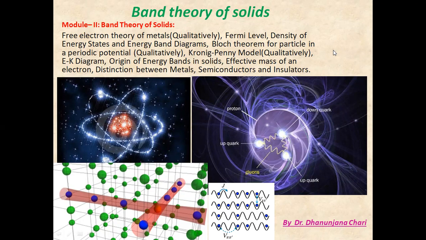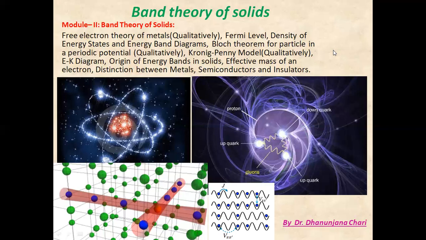Next, Bloch's theorem for a particle in periodic potential, the Kronig-Penney model, the E-K diagram, the origin of energy bands in solids, effective mass of an electron. Finally, the distinction between metals, semiconductors, and insulators. Today, most probably we need to concentrate up to Bloch's theorem. If time permits, we will go for the Kronig-Penney model.